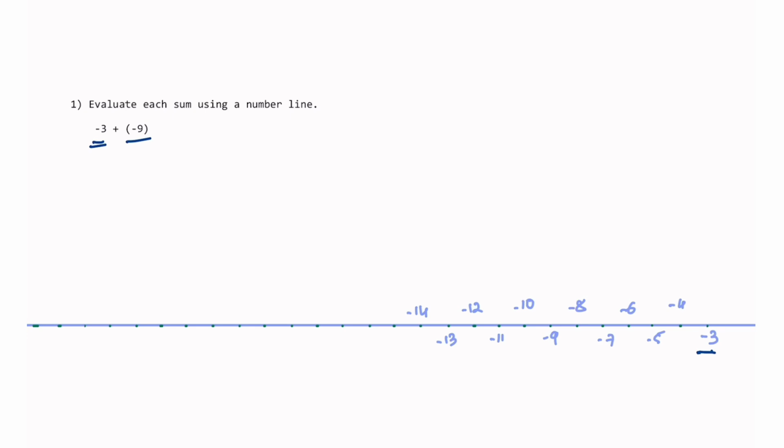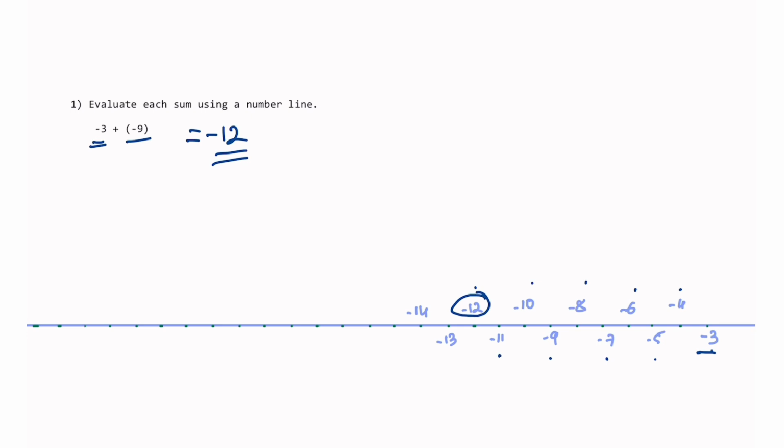So from minus 3, we start counting backward 9, okay? So 1, 2, 3, 4, 5, 6, 7, 8, and 9. So here we are. So the answer is minus 12. So simply write here the answer to be minus 12.